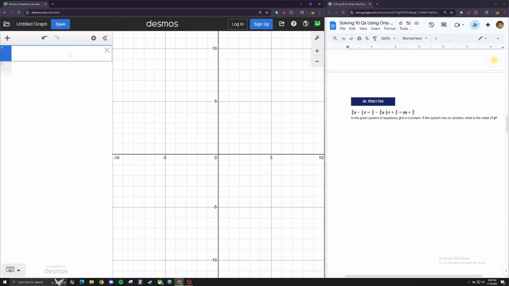So for this question, we're given these two equations and asked what is the value of p given that this system has no solution. So when a system has no solution, there's no point of intersection. So we start by writing out the equations they give us.